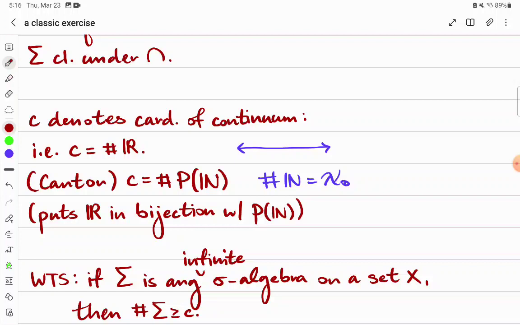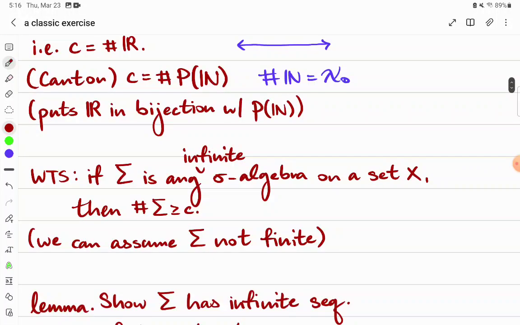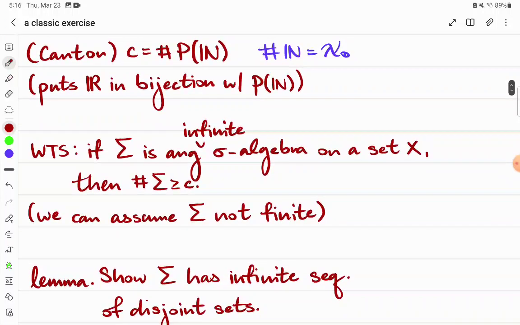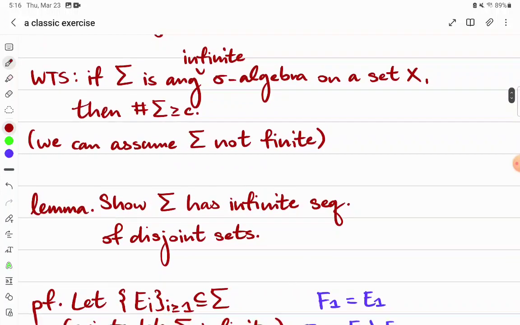Okay, how are we going to show the result that if sigma is any infinite sigma algebra on a set X, then the cardinality of sigma is greater than or equal to the cardinality of the continuum? Well, we're going to start with a certain lemma. And the lemma is going to be that under these circumstances, sigma always has an infinite sequence of disjoint sets. How are we going to prove this?